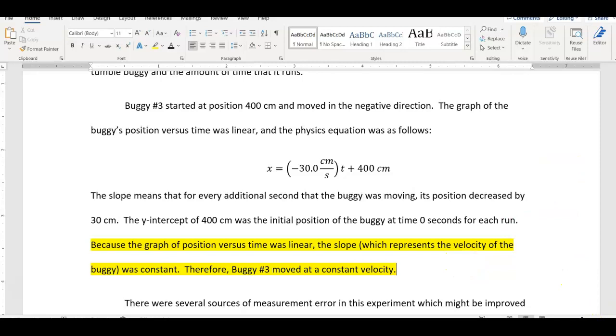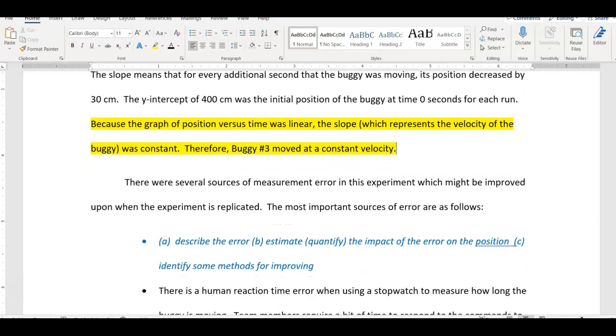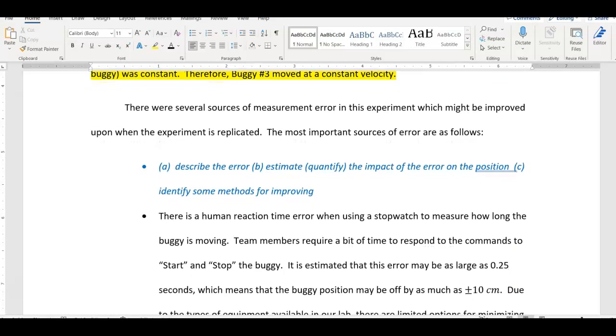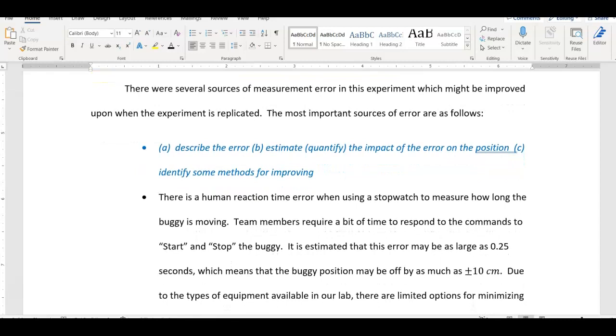Now, in a lab report, we also want to think about what were the sources of error in our experiment. Every time we measure something, there are some types of measurement error, and so we want to think about those so that if we were to repeat this experiment, we might be able to improve on them. And so one way to do that is what I've done here, where I start by saying, there were several sources of measurement error in the experiment, which might be improved when the experiment is replicated. The most important sources of error are as follows.